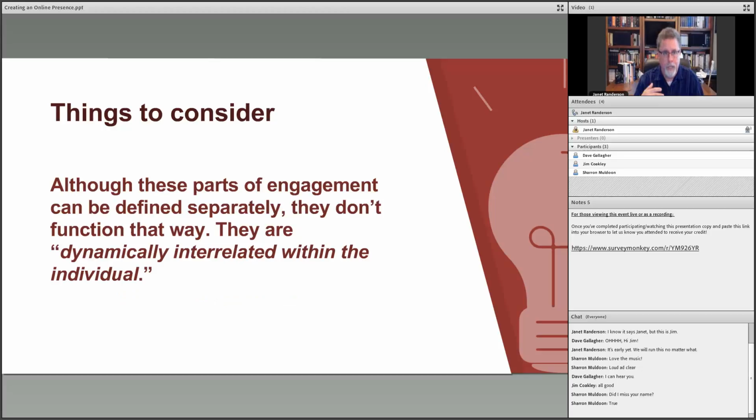But we use all of these forms of engagement. Although they're defined separately, as it says there, they don't function that way. They are dynamically interrelated within the individual. The general consensus is that engagement is easily influenced. It responds to external forces such as the classroom climate in the course, and that leads us to questions of greater interest to instructors: what teacher actions or interventions promote more and deeper student engagement? That's what we're going to talk about.